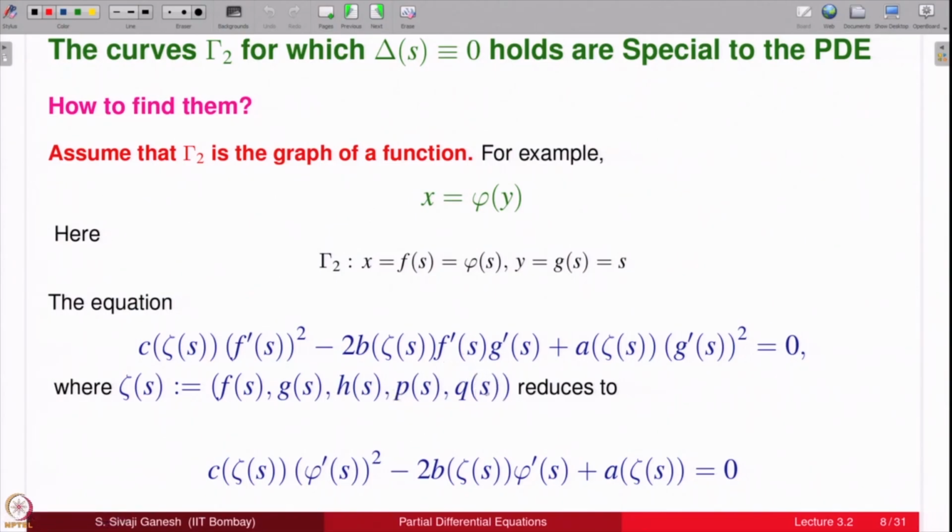On the other hand, if the equation is actually linear, a, b, c are not functions of zeta s at all. Zeta s is a 5-tuple; they are simply functions of the first two variables f(s) and g(s), that is phi(s) and s. So, you know explicitly c, b and a only in terms of phi. So, it will be a differential equation for phi. It further reduces in the case of a second order linear equation to a simpler equation. For a quasi-linear equation, however, we need to be given a particular solution for which we can ask what are the curves x = phi(y) along which there is a problem in finding higher order derivatives.